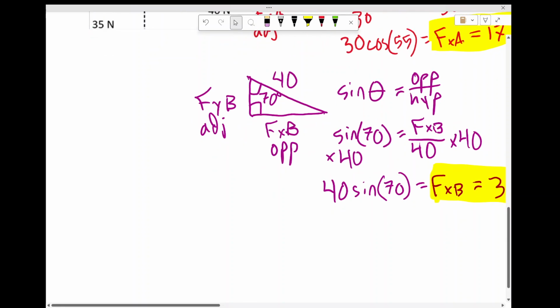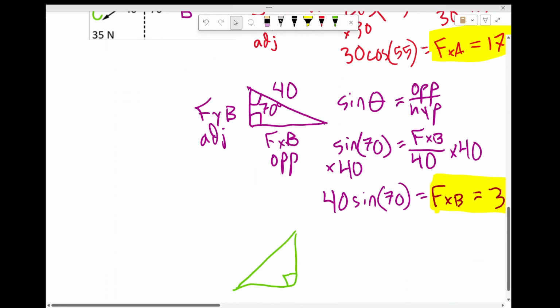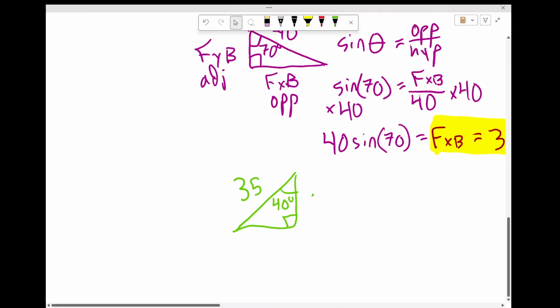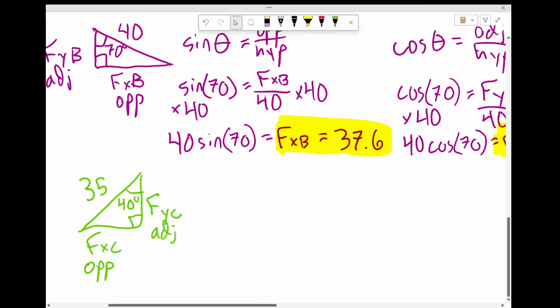So C, I'm going to draw here. There's our right angle. C is 35, and the angle in here is 40. So our FYC and our FXC are there. FYC is the adjacent, and FXC is the opposite. So we have to make sure we're doing that correctly again.